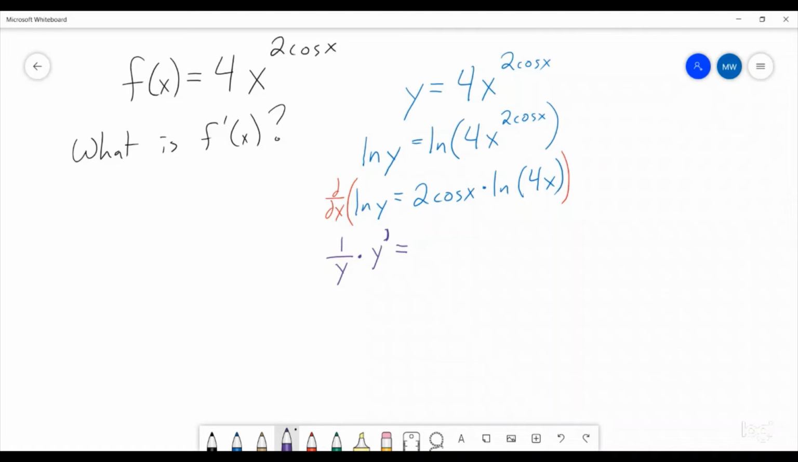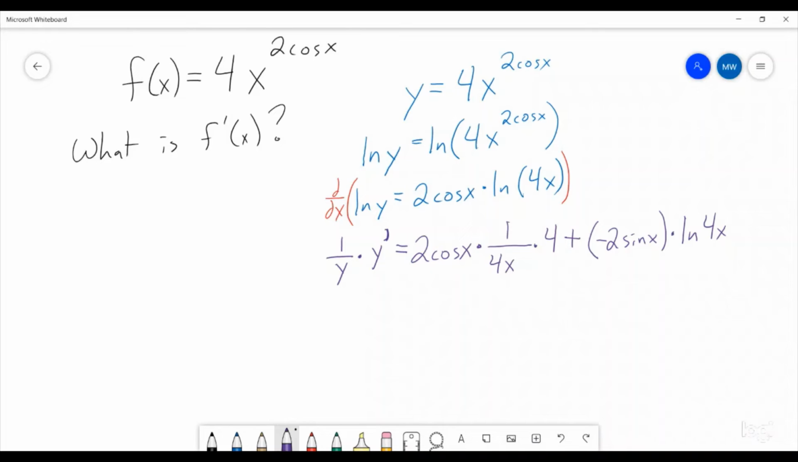Well, this is where we're going to use the product rule. So first times the derivative of the second: 2 cosine x times the derivative of the natural log of 4x. That's going to be a 1 over 4x multiplied by the derivative of 4x, which is a 4. And then we add to that the derivative of the first times the second. The derivative of cosine is negative sine, so we have a minus 2 sine x multiplied by the ln of 4x.